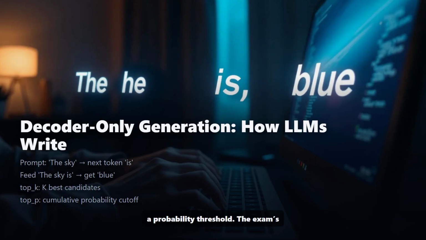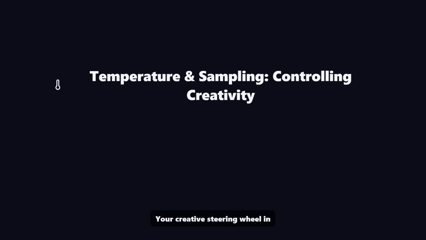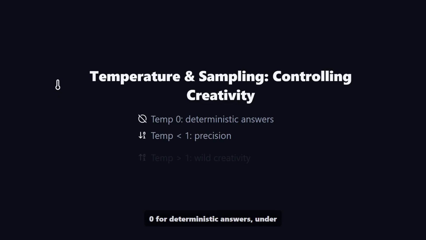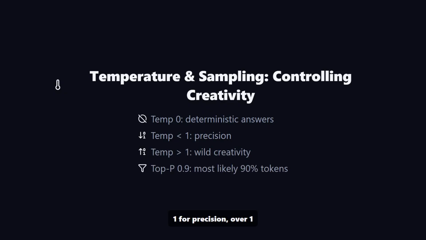The exam's favorite parameter question? Which controls randomness? Temperature. Your creative steering wheel in Bedrock Playground. Set temperature to 0 for deterministic answers, under 1 for precision, over 1 for wild creativity. Combine with top P of 0.9 to limit the token pool to the most likely 90%. Just remember, cranking temperature when you need facts turns your model into a confident liar.